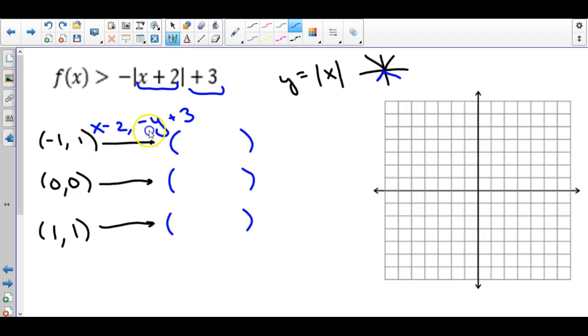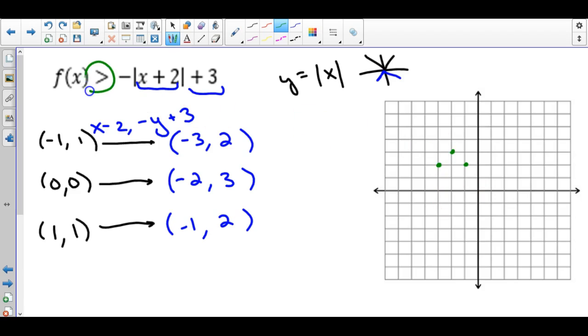So negative 1 minus 2, negative 3, 0 minus 2, negative 2, and 1 minus 2 is negative 1. So now I'm going to take negative y and then add 3. So negative 1 plus 3 is 2, negative 0 plus 3 is going to give me 3, and then negative 1 plus 3 is giving me 2 as well. So now we can plot these points. So I'm going to go to negative 3, 2, negative 2, 3, and negative 1, 2. So I'm already seeing that I have this upside down V shape that's translated.